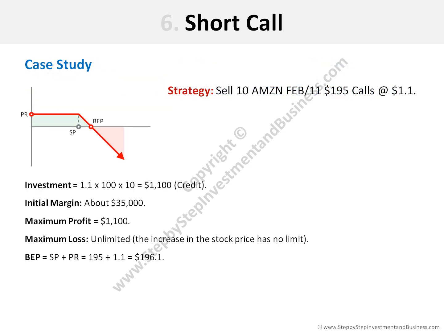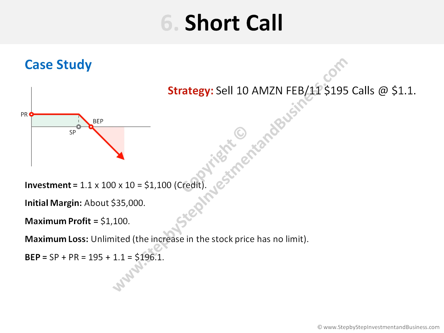Here we can see the numbers of our example. The strategy consisted of selling 10 Amazon calls with a strike price of $195 and expiration in February 2011 at $1.1. Therefore, our investment is equal to 1.1 multiplied by 100, which is the price of each contract, multiplied by 10, which is the number of contracts sold. That is a total of $1,100.